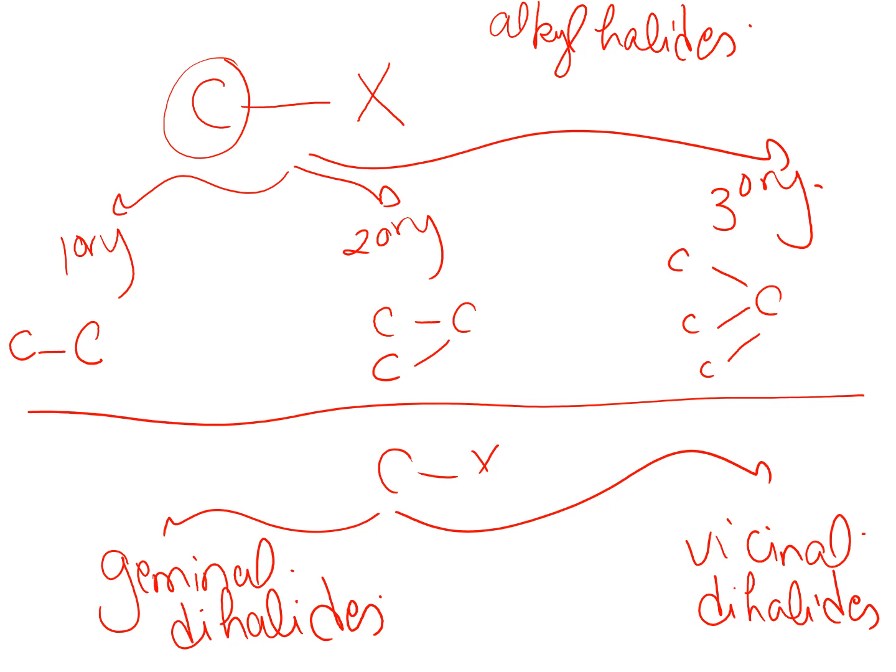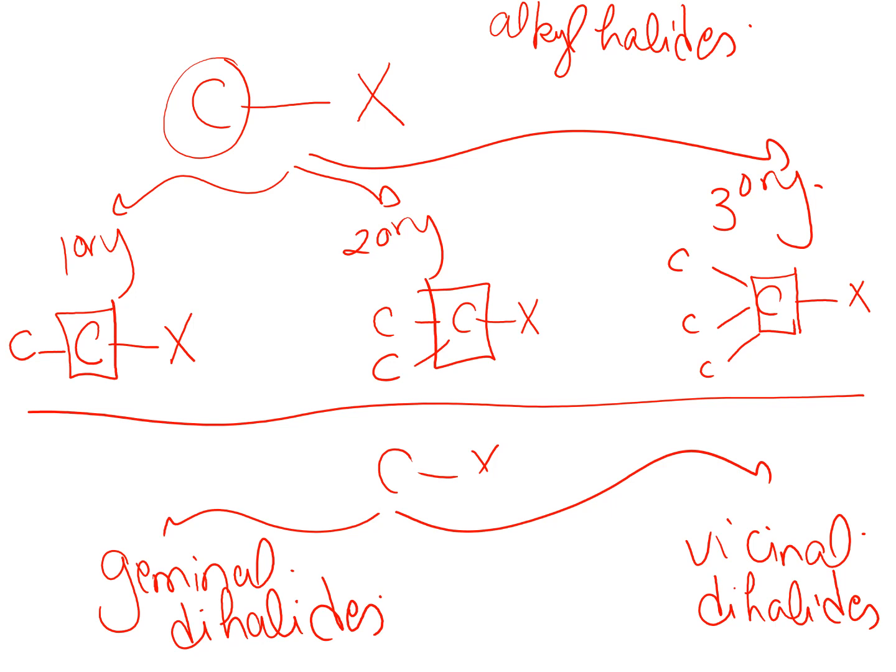So now if we are dealing with a primary alkyl halide, it's going to be a compound having a halogen attached to a primary carbon. A secondary alkyl halide is a compound having the halogen attached to a secondary carbon. A tertiary alkyl halide is a compound that has a halogen attached to the tertiary carbon. These are the primary, secondary, and tertiary alkyl halides.